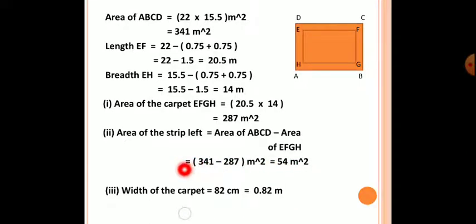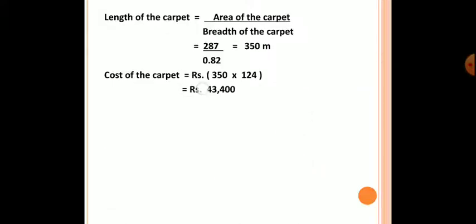And the last, cost of the carpet. So we have to find the length of the carpet, and then we have to find the cost of it. We were given the width of the carpet, which was 82 centimeter, which is equal to 0.82 meter. So we can find out the length of the carpet, that is area of the carpet divided by the breadth of the carpet. So 287 is the area of the carpet, EFGH area. So 287 divided by 0.82 is equal to 350 meter.